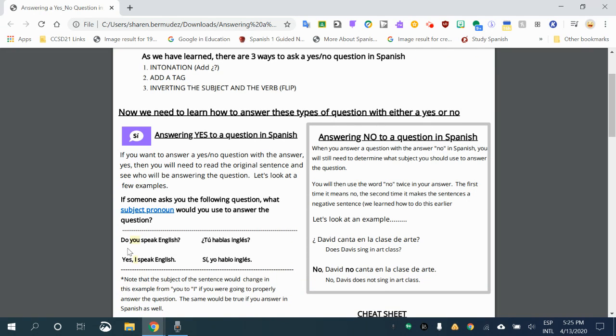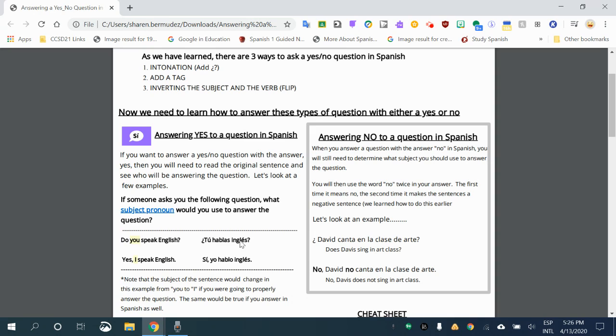If I asked you, do you speak English? How would you answer that question in English? Very easy. Yes, I speak English. The you would be the asking, do you speak English? And the person who would answer it would have to say, yes, I speak English. So your subject pronoun changed from the question to the answer. The same would happen in Spanish.